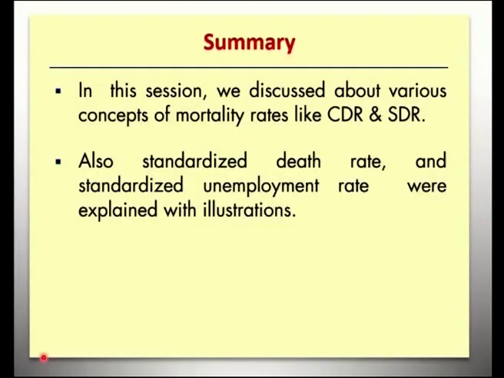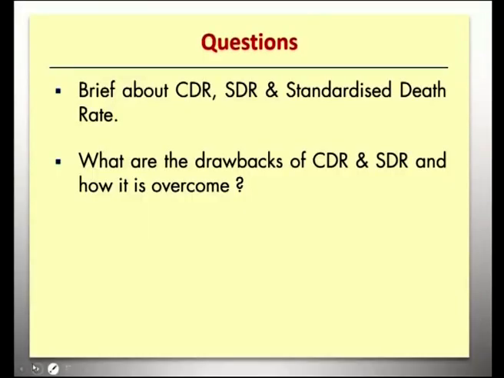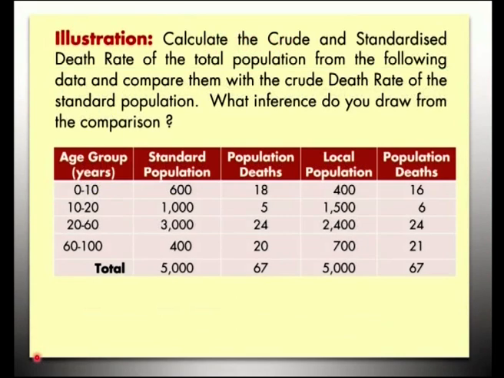In this session, we discussed the measurement of mortality rates, that is, crude death rate and specific death rate. Also, standardized death rate, where the standardization is done with respect to the population, was studied with an illustration. Based on the discussion in this session, the following questions may be posed: Brief about CDR, SDR and standardized death rate. What are the drawbacks of CDR, crude death rate, and specific death rate, and how are they overcome?